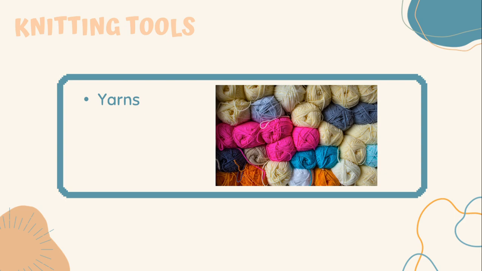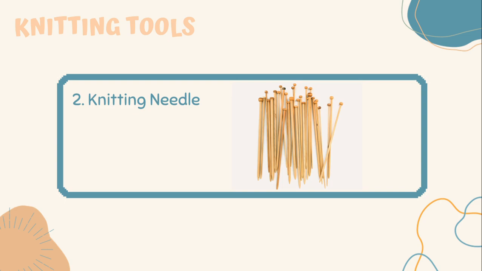First is yarn. Yarn is a long continuous length of interlocked fibers, suitable for use in the production of textiles, sewing, crocheting, knitting, weaving, embroidery, and rope making. Second is knitting needle. Knitting needles are the most important tool in knitting. They come in a variety of styles and materials. Some of the most common knitting needles include plastic, metal, and wood.